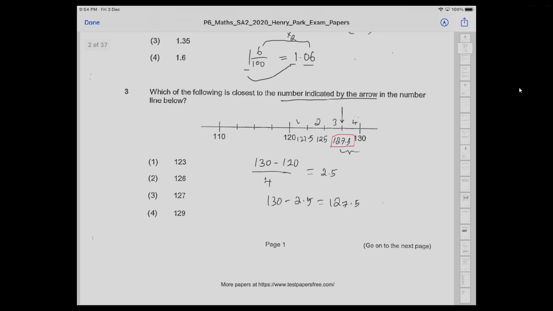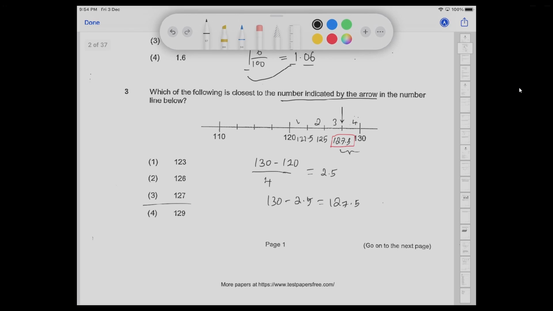So the question is, which of the following is closest to the number? And by inspection alone, you can see that it's 127. You can do the calculations yourself, but really all you need is to inspect and observe that the answer is 127.